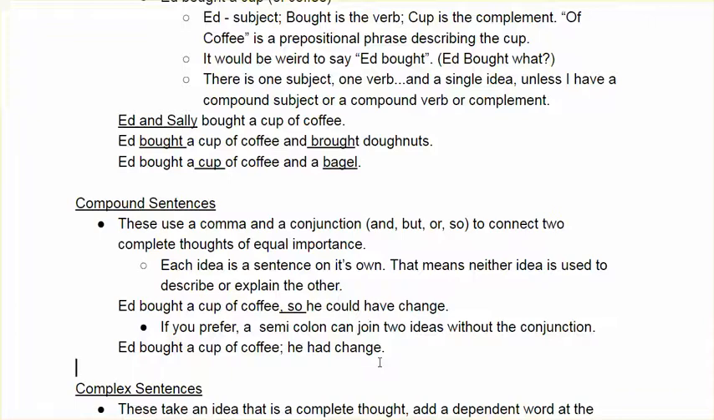If I'm talking about a complex sentence, I have two ideas, each with a subject and a verb, but one of them is not a complete thought, and that's going to be descriptive. A compound sentence, I have two ideas, and they're both related, but they're both of equal importance, and they're both going to be sentences on their own. That means neither idea is used to describe. Ed bought a cup of coffee, comma, so he could have change. So, with that comma, is the conjunction that joins two things. Ed bought a cup of coffee, he could have change. Neither of those ideas is less important.